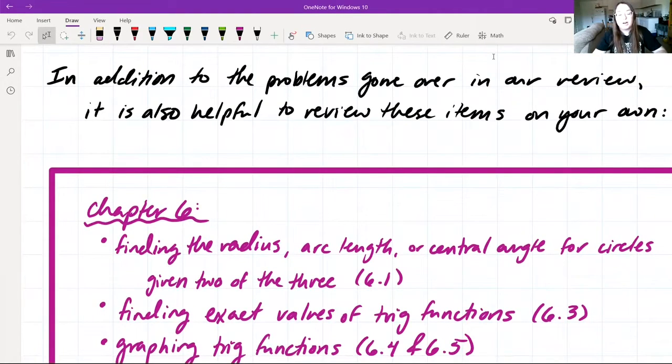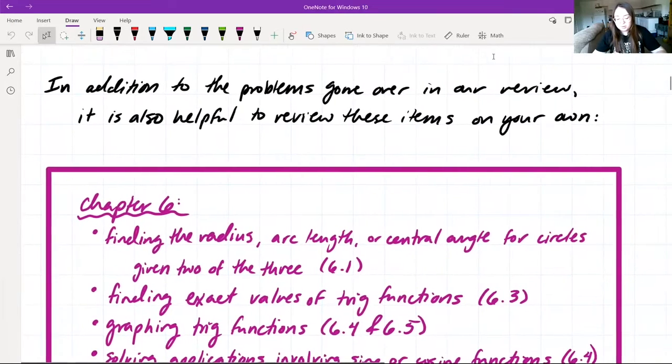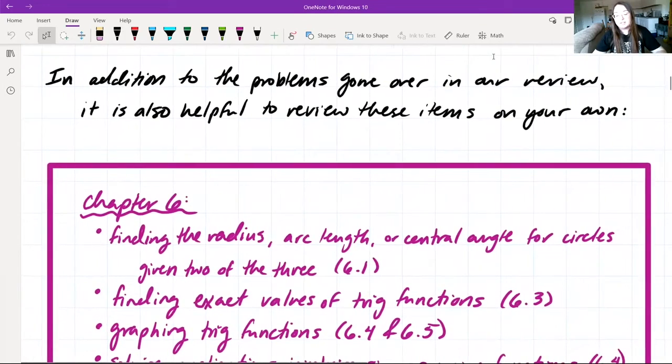We're going to do problems in our review today. In addition to the problems that we go over in the review, it's also helpful to review these items on your own. We're going to go through the different items from each chapter that are the most important for you to study for the final exam.